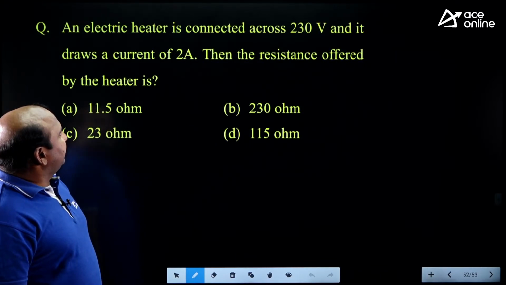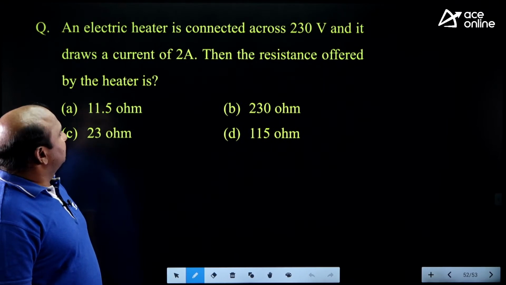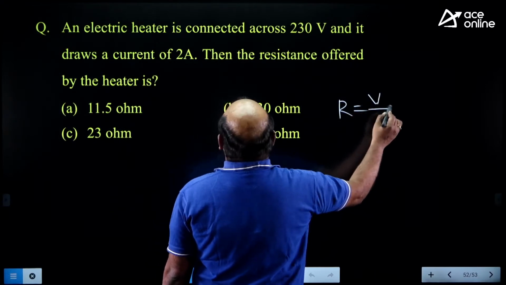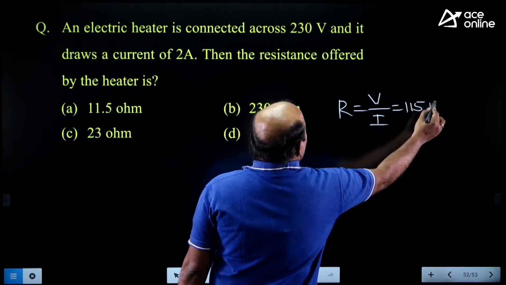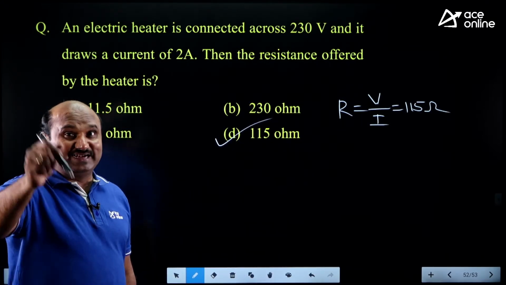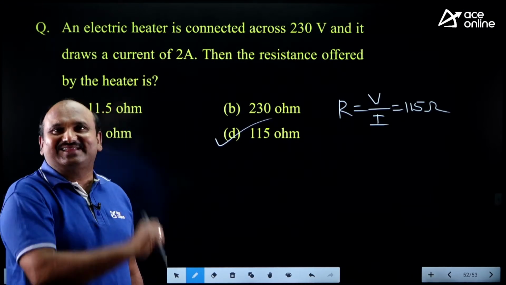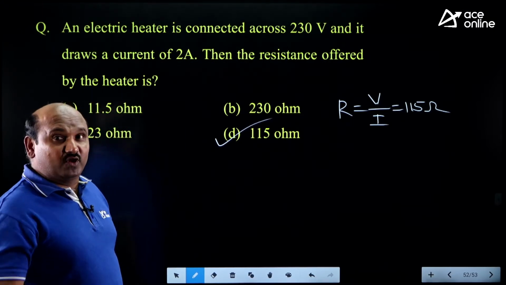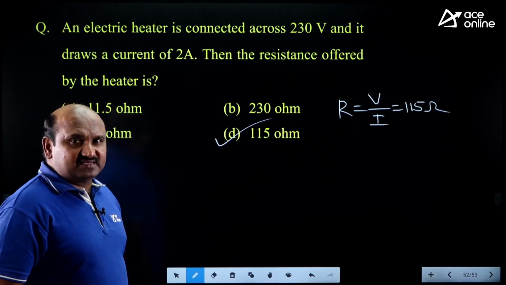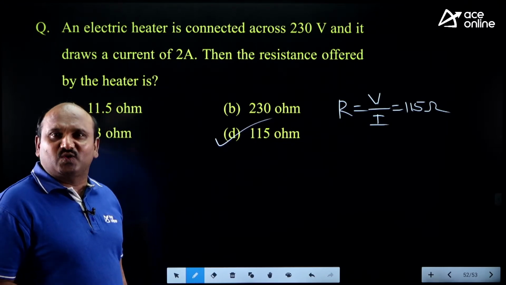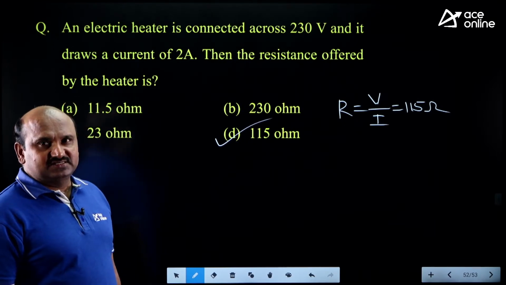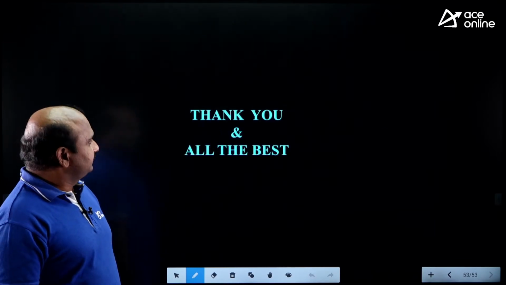Right. An electric heater is connected across 230 volts and it draws 2 amperes. Then the resistance, it is very simple. R is equal to V by I, 115. D is the correct option. You may get a doubt here: inductance value. Less inductance, we need to neglect that in a heater. More resistance is there. Because heaters are made with what? Nichrome material, right? More resistance, right? Less inductance.